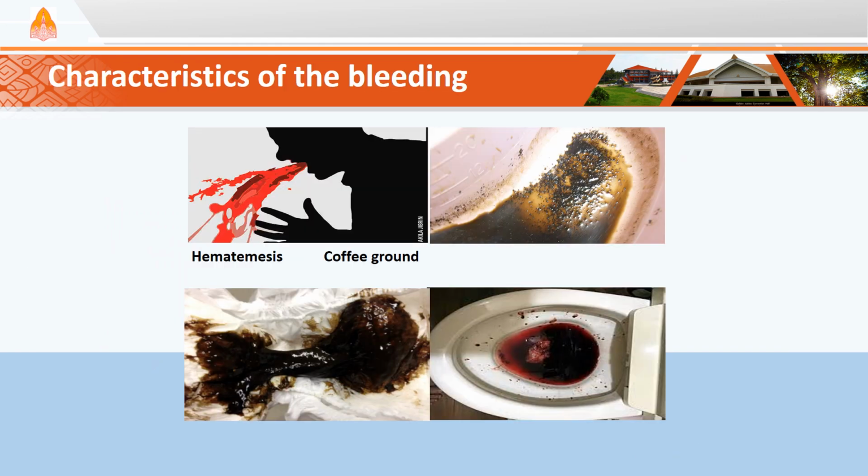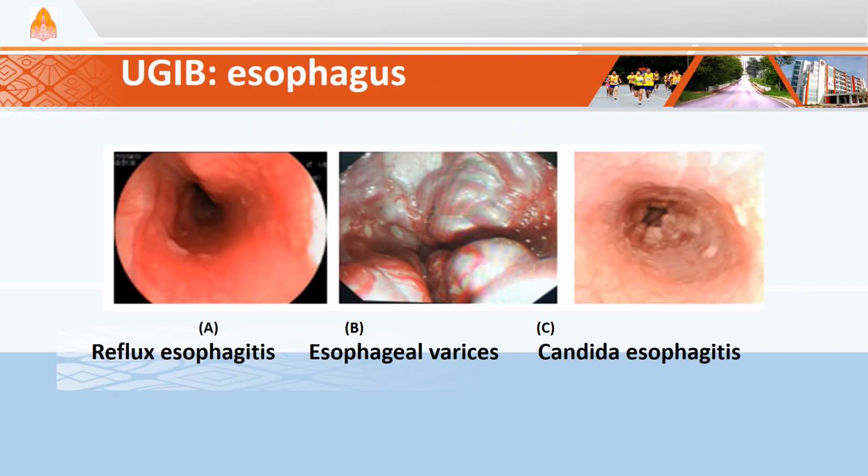The characteristics of bleeding, we've already talked about that. Hematemesis is the vomiting of fresh blood, and coffee ground is when it is small and there's a delay in the vomitus, and the acid of the stomach acts on the blood and it changes to coffee ground color. This is black tarry stool, and this is melena. At times this is fresh blood, so hematochezia. These are some of the pictures showing esophagitis. These are esophageal varices. This is a candida esophagitis.